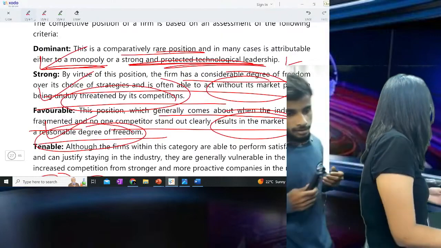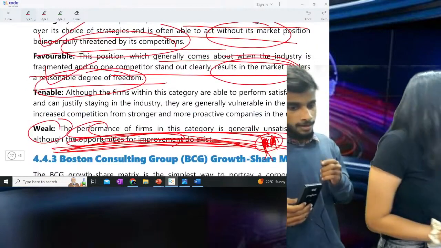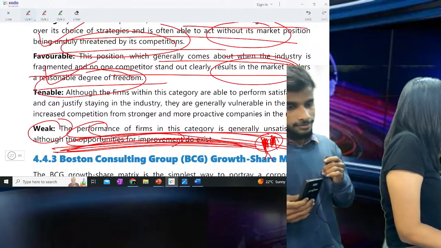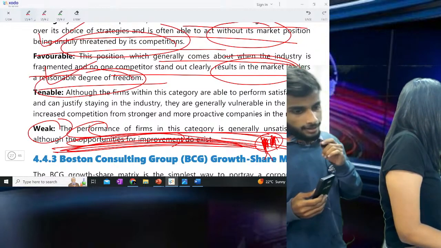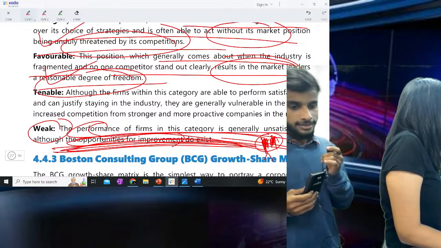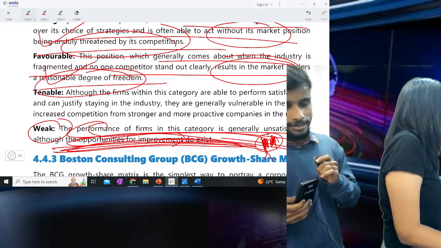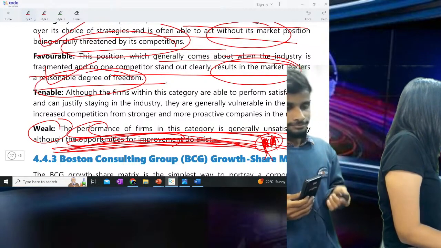Tenable. Although the firms within this category. Perfect. Read. Although the firms within this category are able to perform satisfactorily and can justify staying in the industry. Okay. They are generally underneath. The word vulnerable means weak, if you don't know. They are weak. Every day I feel like crying.